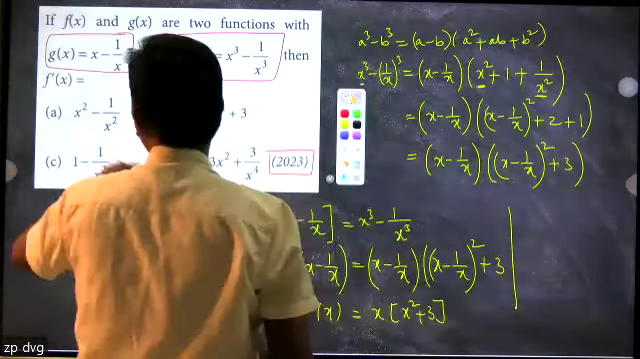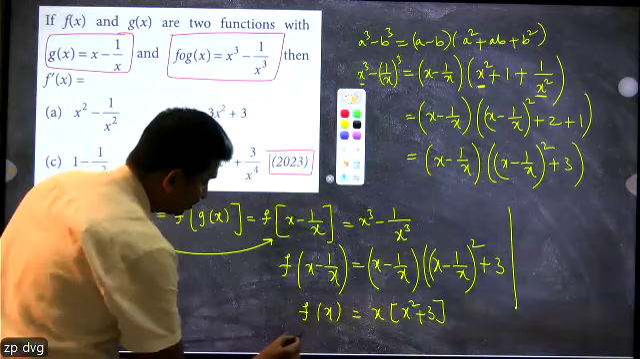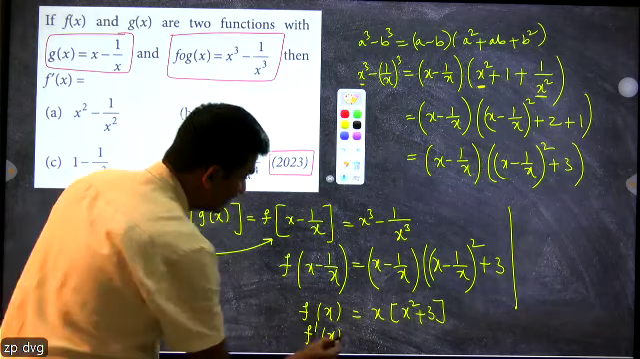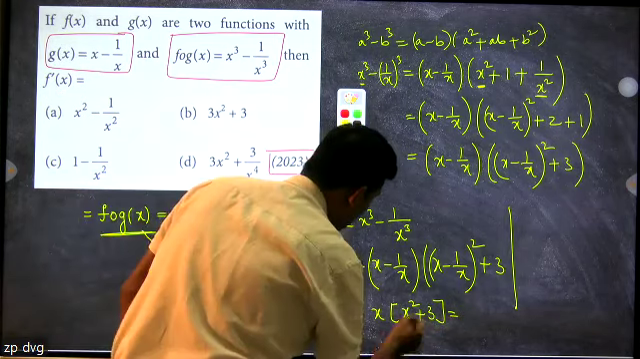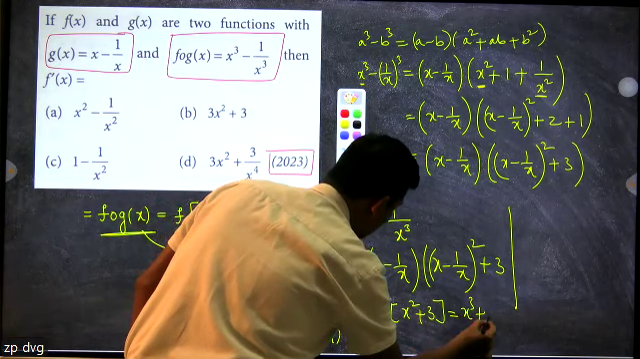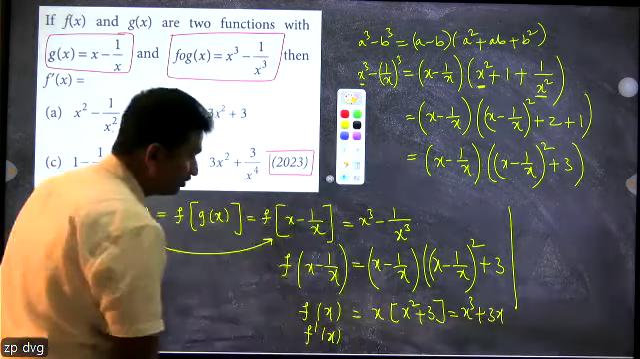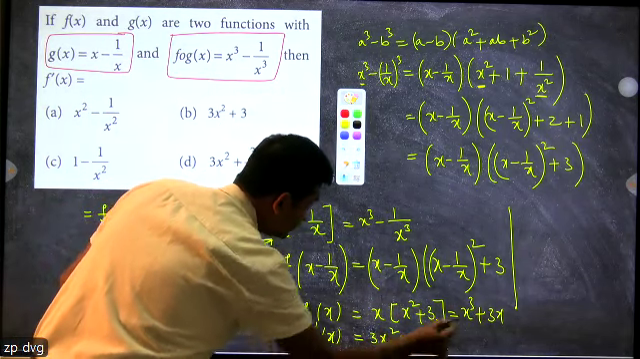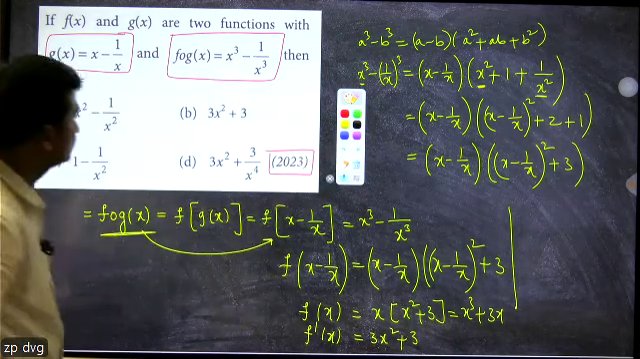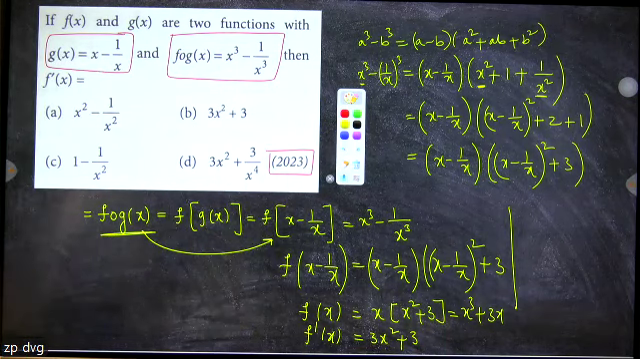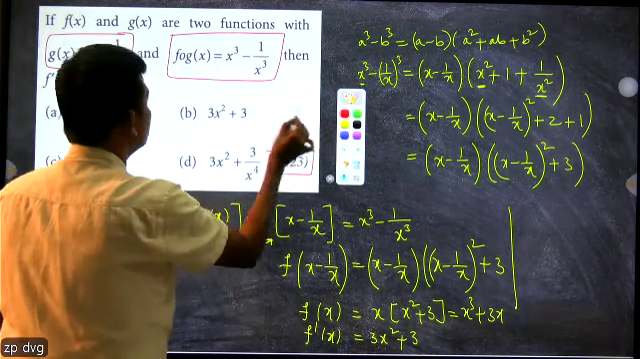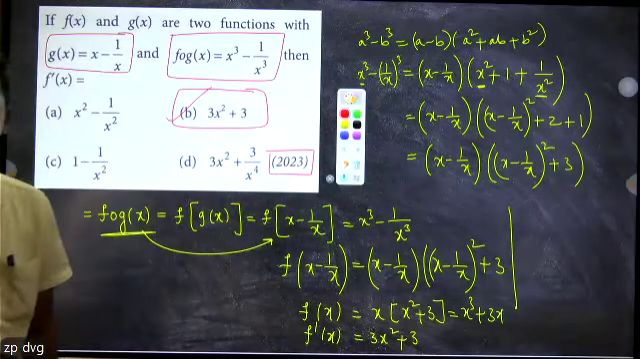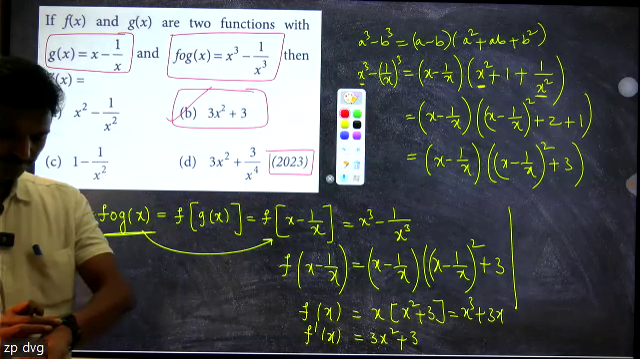What are they asking in the question? In the question they are asking f dash of x. F dash of x, multiply this. What will you get? You will get x cube plus 3x, right? Differentiate: the derivative of x cube is 3x square, plus the derivative of 3x, which is 3. So what is f dash of x? F dash of x is 3x square plus 3. Look at this, f dash of x is 3x square plus 3. So the second option is the correct option.